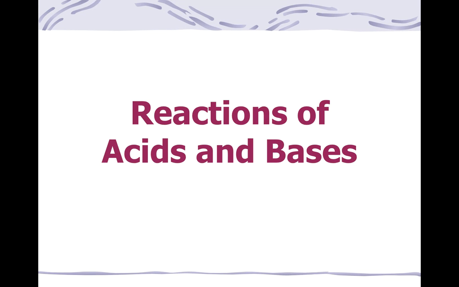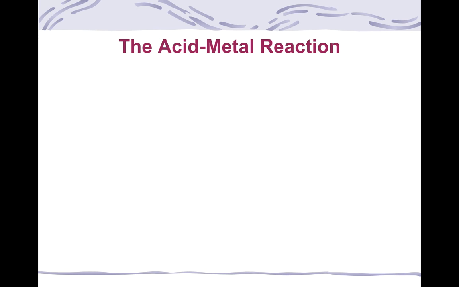In this short lesson, we're going to look at three of the characteristic reactions of acids and bases. They're called characteristic reactions because they will tell you that you have an acid or a base involved. So if you see that reaction, it's a clue that you have an acid or a base that is reacting.